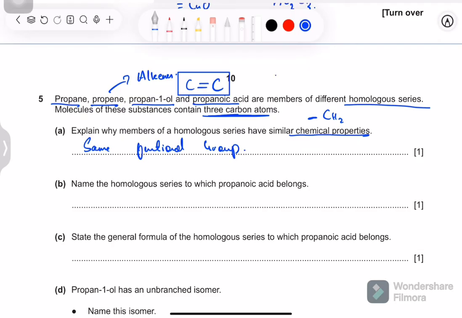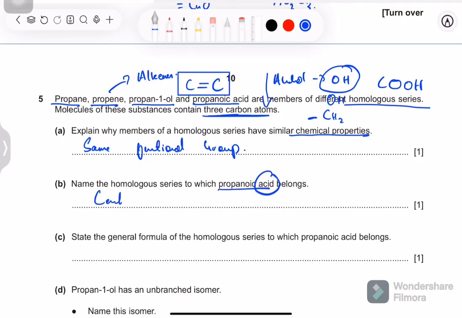Alcohol has OH as its functional group. Propanoic acid has COOH as its functional group. So this functional group is what really affects the chemical properties. That's why in a homologous series of alcohol, all of them have this OH, so their chemical properties will also be the same. Name the homologous series to which propanoic acid belongs. Propanoic acid, carboxylic acid. Recall.